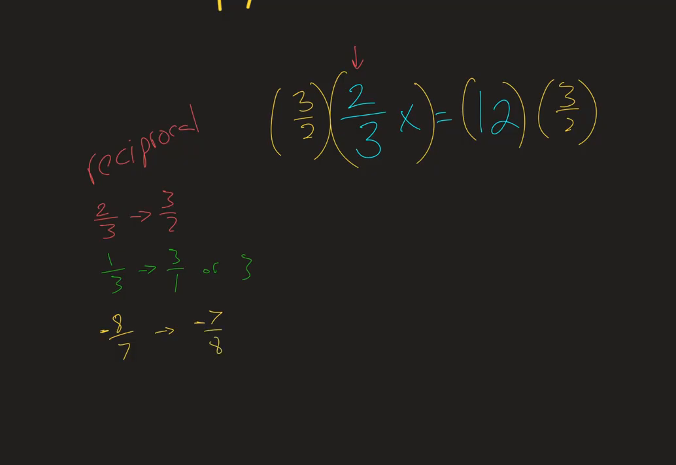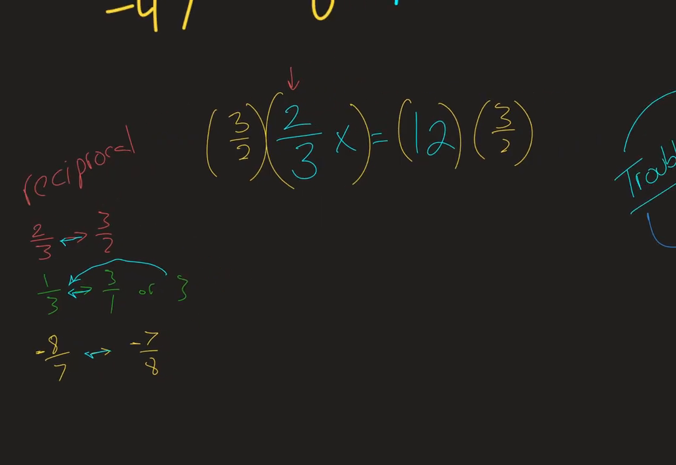And guess what? You can also go backwards. If you have 3 over 2, the reciprocal is 2/3. If you have 3 or 3 over 1, the reciprocal is 1/3. If you have negative 7/8, the reciprocal is negative 8/7. You get the idea. So what happens is that now these 3's cancel, these 2's cancel, leaving us with x.